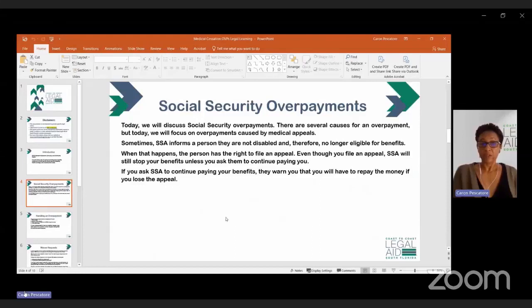Sometimes when a person is getting disability benefits, SSA informs the person they are no longer disabled and therefore not eligible for benefits. When that happens, the person has the right to file an appeal. Even though you file an appeal, SSA will still stop your benefits unless you ask them to continue paying you. If you ask SSA to continue paying your benefits while you're pursuing an appeal, they warn you that you will have to repay the money if you lose the appeal. This is where the overpayment comes in.